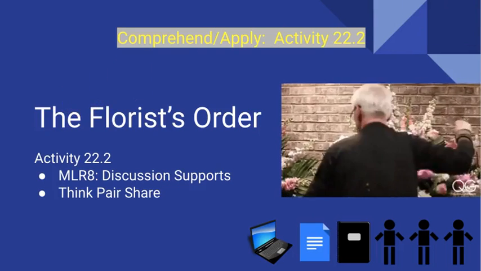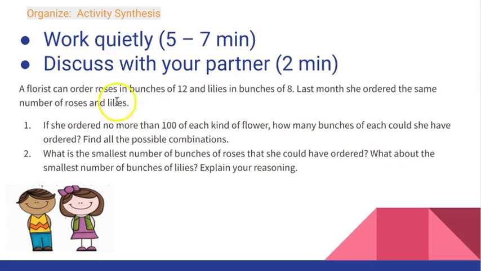Okay, so a florist can order roses in bunches of 12 and lilies in bunches of 8. Last month she ordered the same number of roses and lilies. If she ordered no more than 100 of each kind of flower, how many bunches could she have ordered?